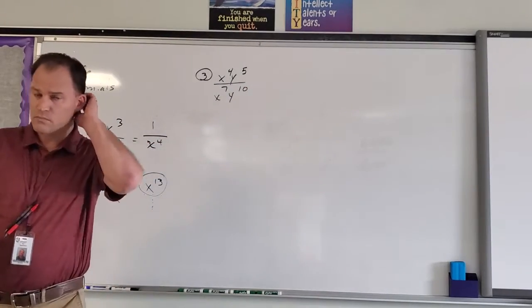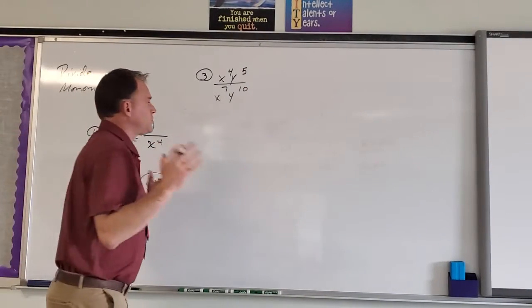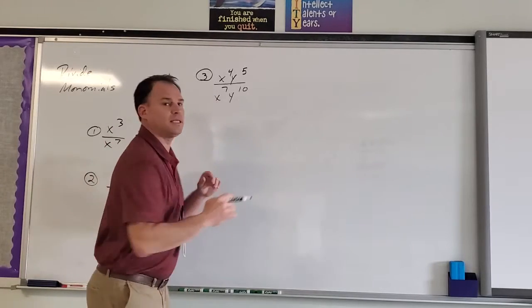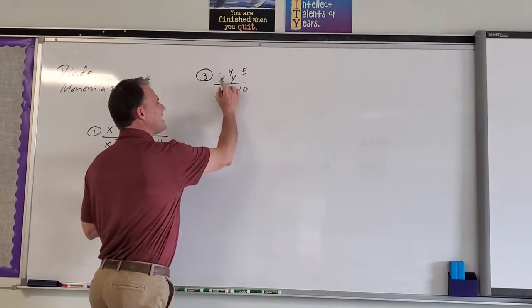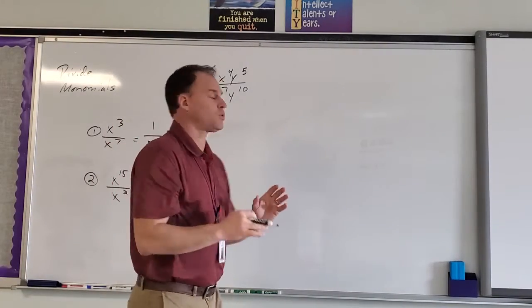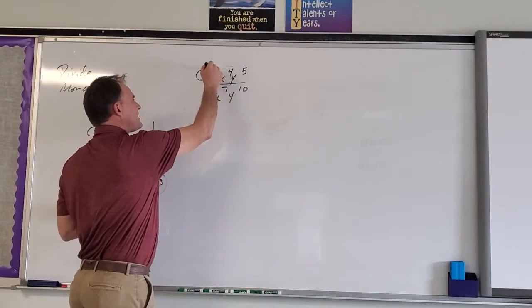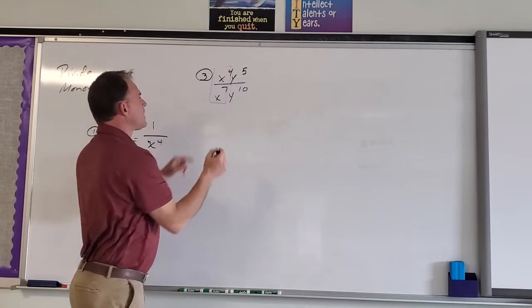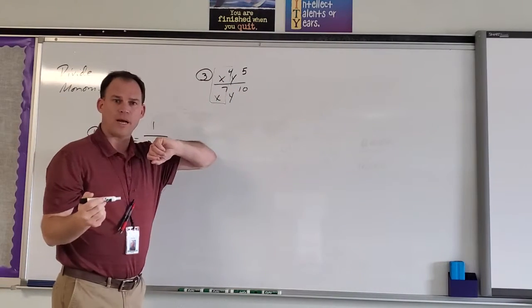So, multiple variables, that's fine. This only works for like bases. So we look at the x's, and then we're going to look at the y's. Okay, look at them separately. So if I focus on the x's, I got a 4 on top and a 7 on bottom.